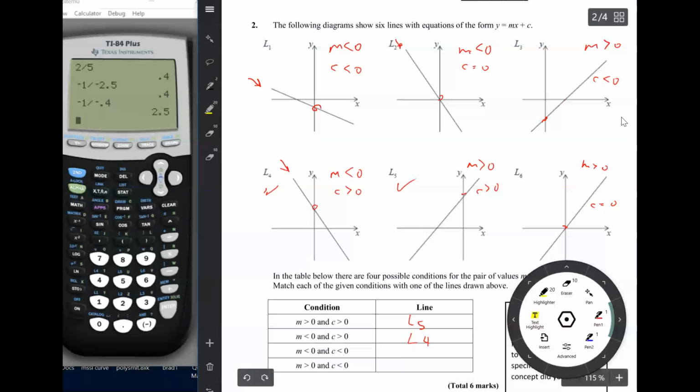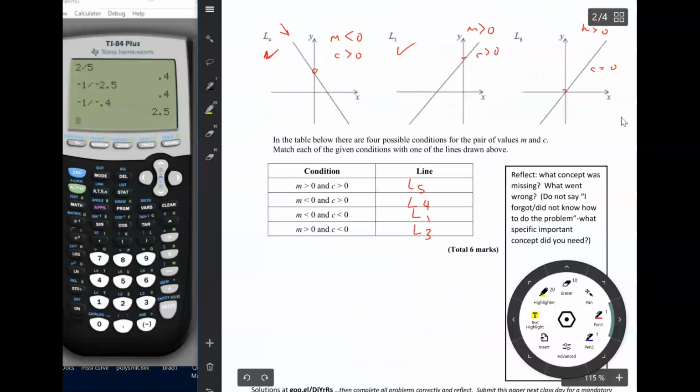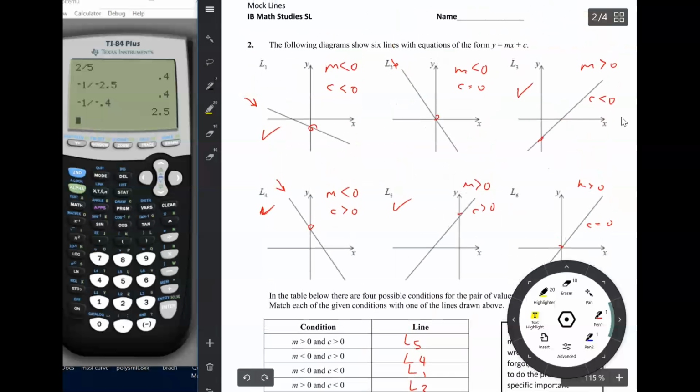Okay. What about the third one? M is less than 0 and c is less than 0. That would be L1. And what about m greater than 0 and c less than 0? That would be L3. Okay? So the other 2 are just left over because there is no c equals 0 in these conditions, right? And that's the end of this one. So let's go to the next page.